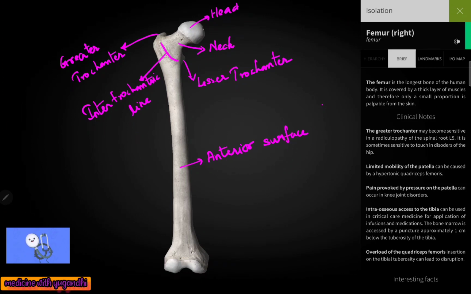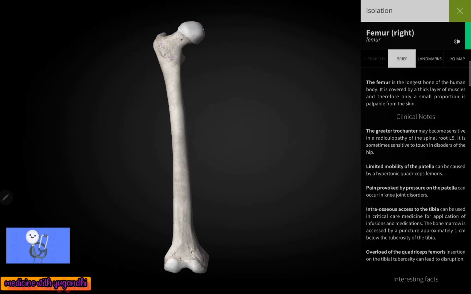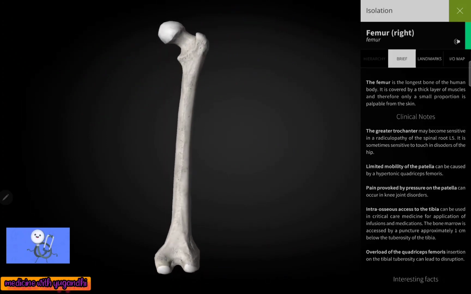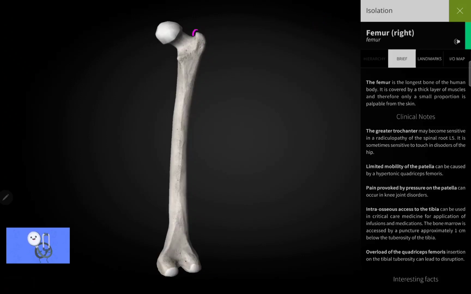And now coming to its posterior view. As I already said, this is the greater trochanter and this is the lesser trochanter. Here you can see the tip of the greater trochanter, and this is the neck. And here you can see a crest. This is called the intertrochanteric crest because it lies in between the greater trochanter and the lesser trochanter. Then here you can see the spiral line. So this is the spiral line.